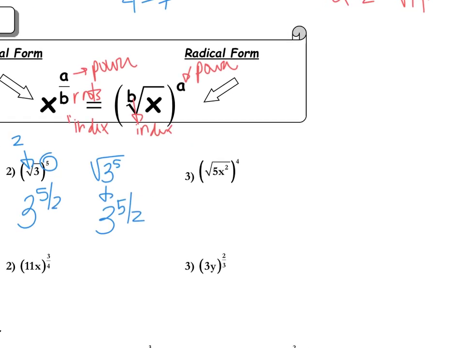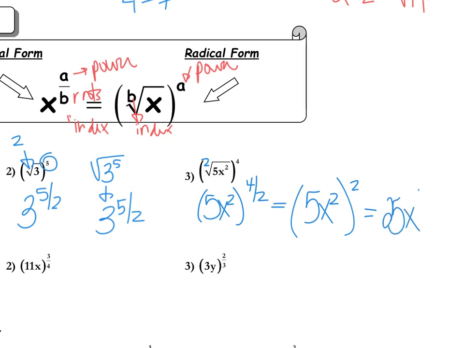Okay, and then in the last example, so this is 5x squared in parentheses, since there's more than just a variable or a number. Power over the index. That simplifies to 5x to the second. And since this problem is nice, meaning that we don't have a fractional exponent left over, this is just 25x to the 4th.